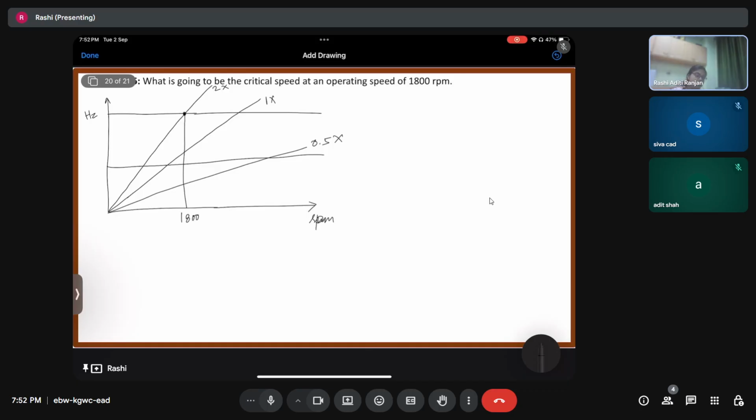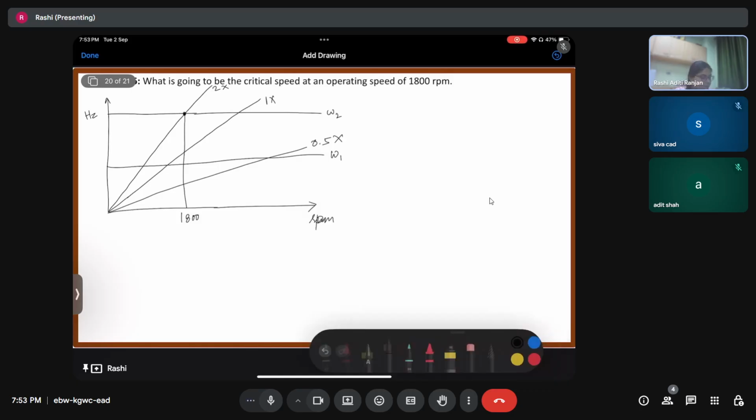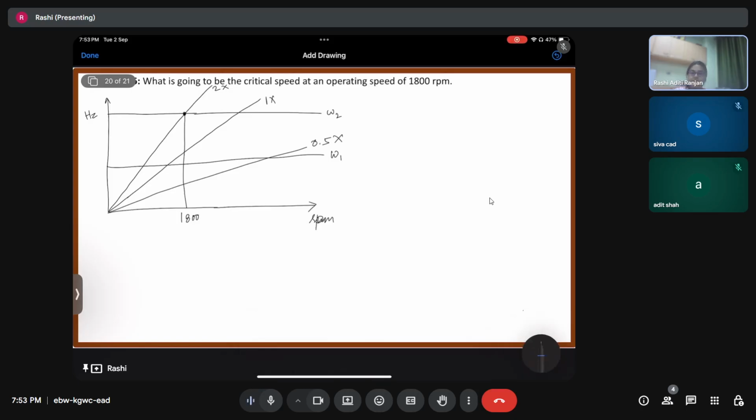Okay, so over here we basically have omega 1, omega 2, and we need to find out what is going to be the critical speed at an operating speed of 1800 rpm. Now, over here you can see that I have made a straight line at 1800. Now, this value is essentially the critical speed. Okay, but what is this value going to be?